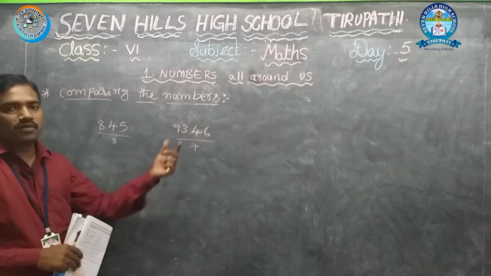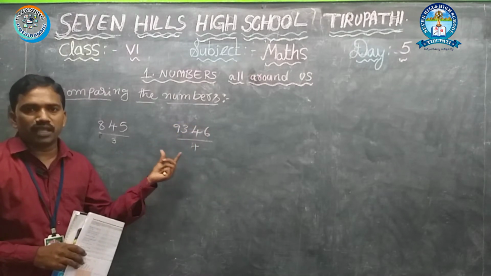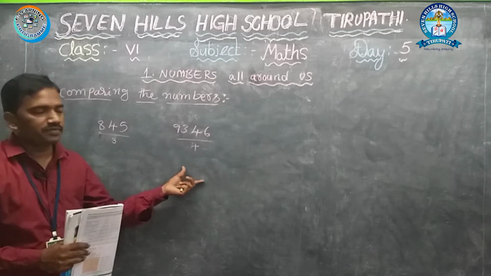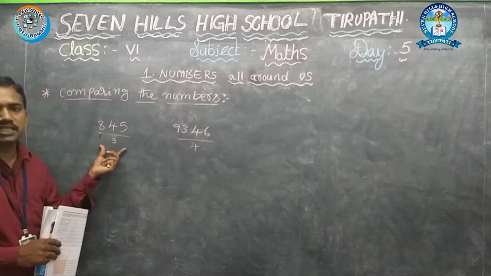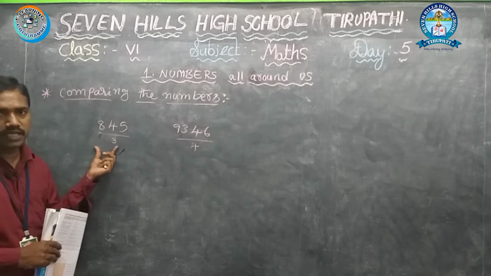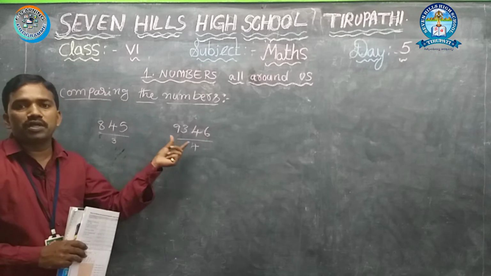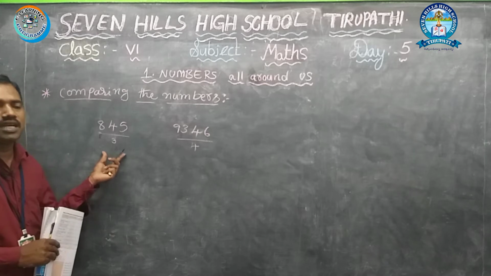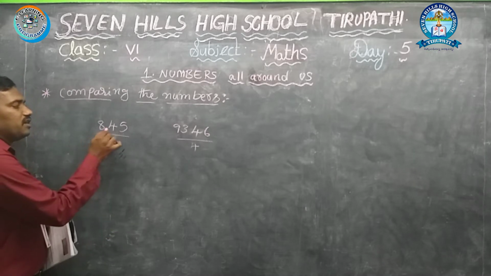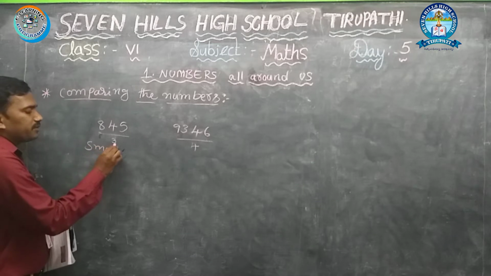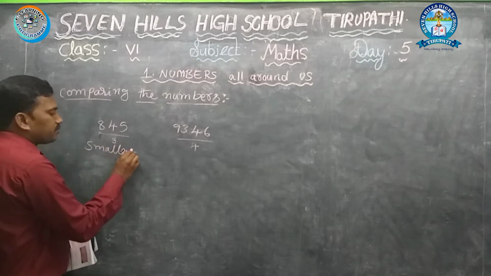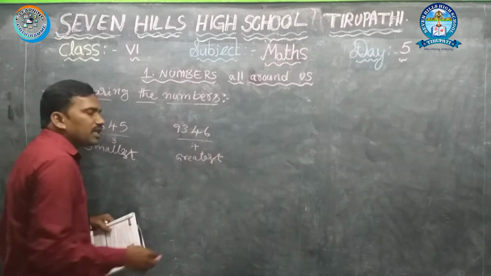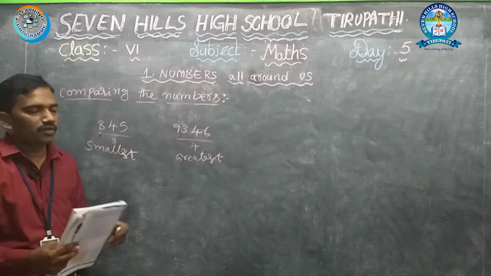Okay. So the number which has more digits is the biggest or greatest number. The number which has fewer digits is the smallest number. Here 845 is the smallest number and 9346 is the greatest number. Like this we have to compare the numbers. Okay. Another example.